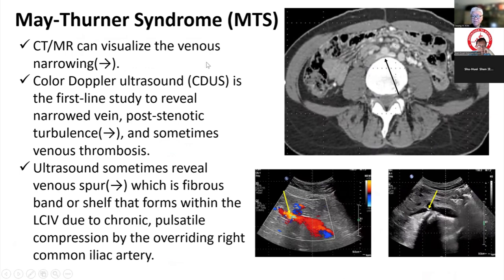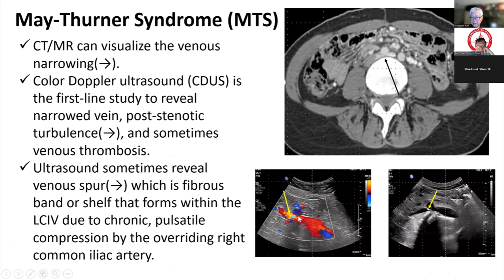CT and MRI can visualize the venous narrowing, and this is a CT scan. This is the right common iliac artery. This is a compressed left common iliac vein. Color Doppler ultrasound is usually the first line to reveal the narrowed vein, post-stenotic turbulence, and sometimes venous thrombosis.